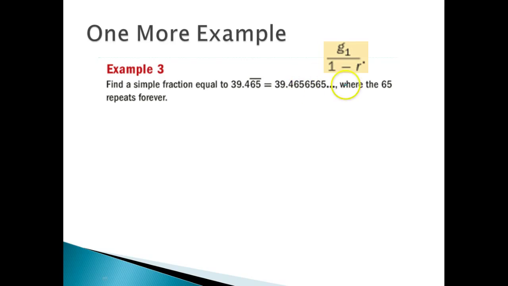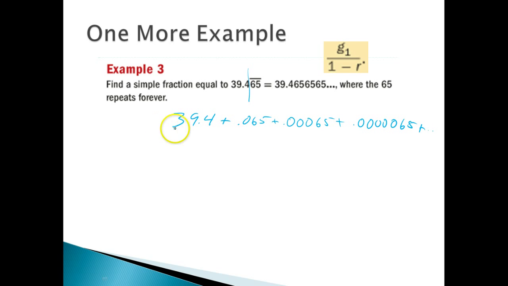65, 65, 65, 65. So the first thing I'm going to do here is just chop off the 39.4. So this is equal to 39.4 plus, let's see what we have left. The next part of that is going to be 0.065. And then we could add to that 0.00065, because this takes up those two places right there. And then we have the next 65. And then the next one will be 0.0000065. And that's going to keep adding together.